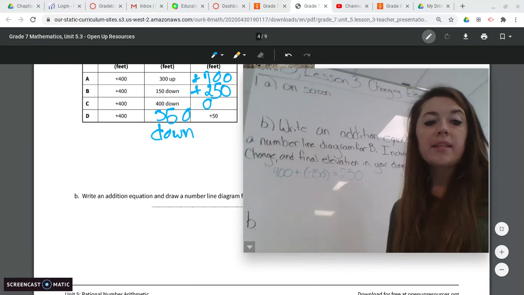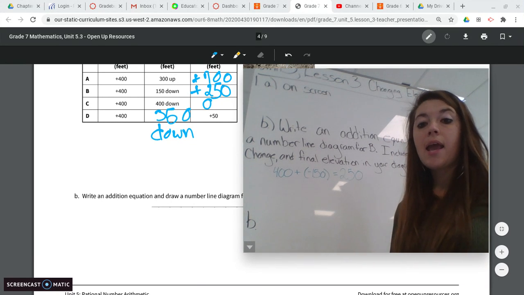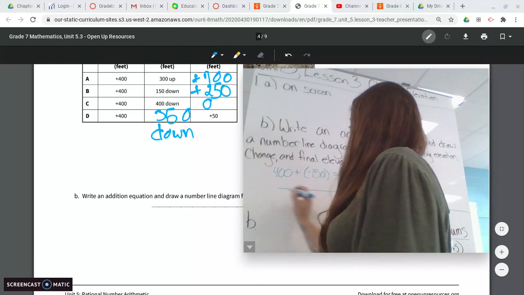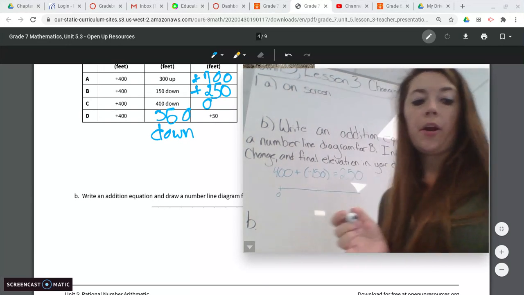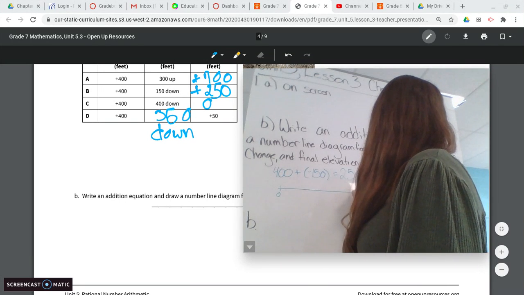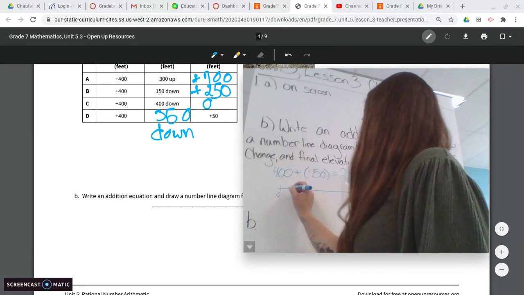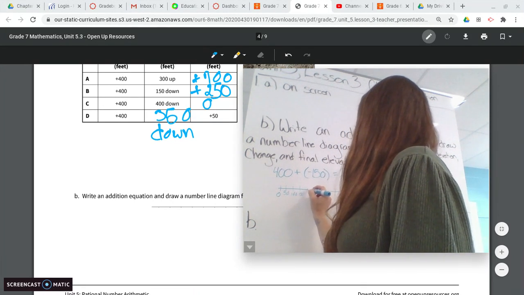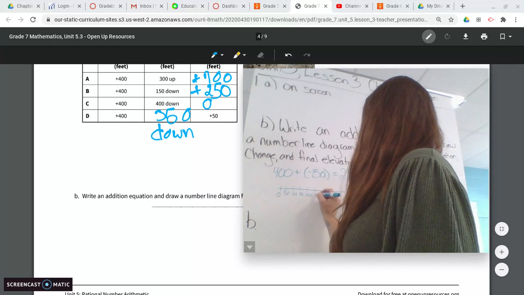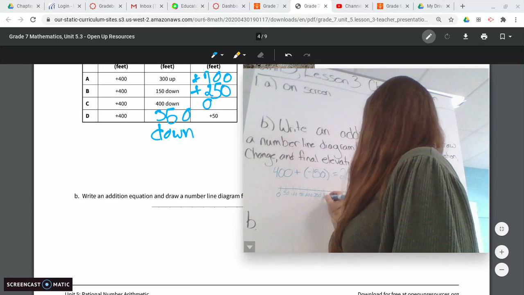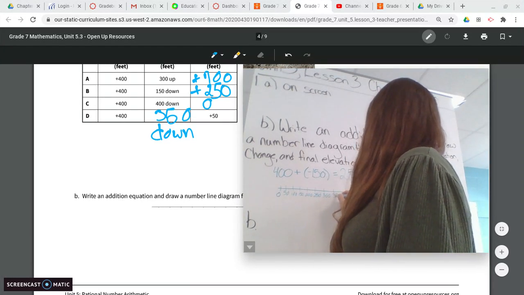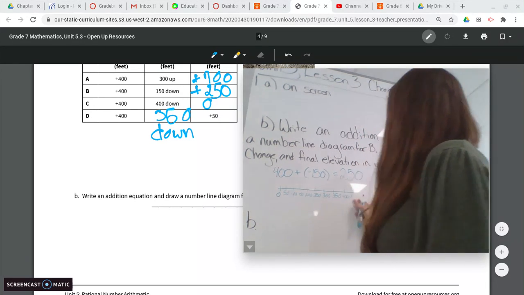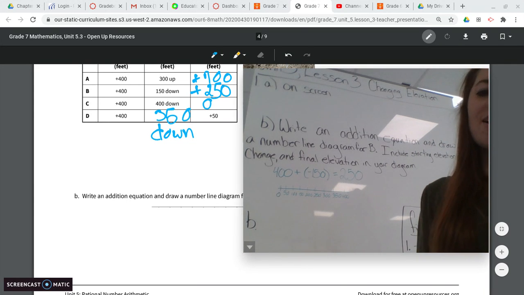The second part of this is drawing a number line. For my number line, I've got 0 all the way down here. We're going to go all the way up to 400. So 50, 100, 150, 200, 250, 300, 350. Okay, my 400's in the wrong spot. It's okay. We've got our number line started.